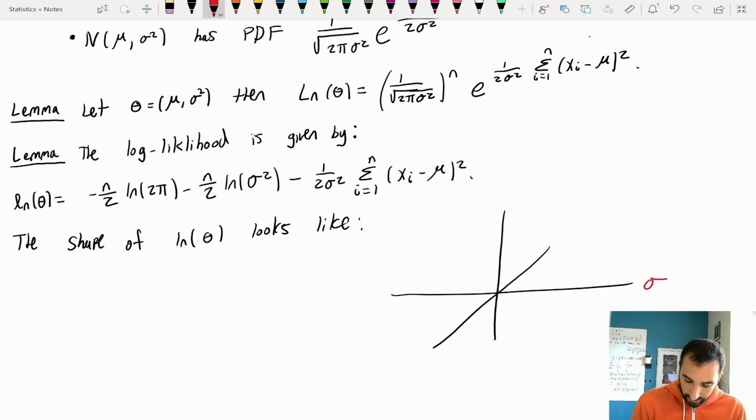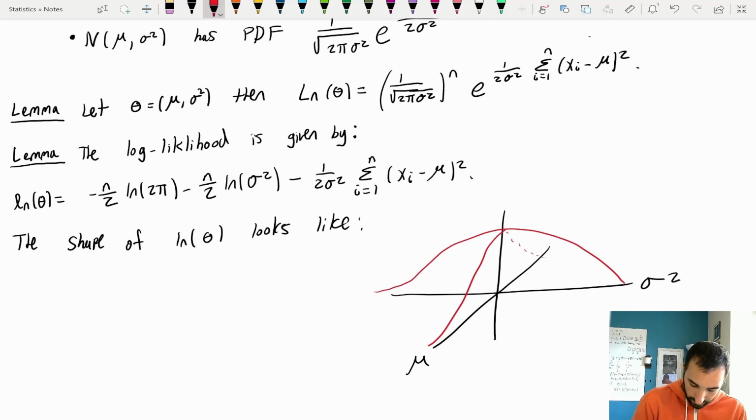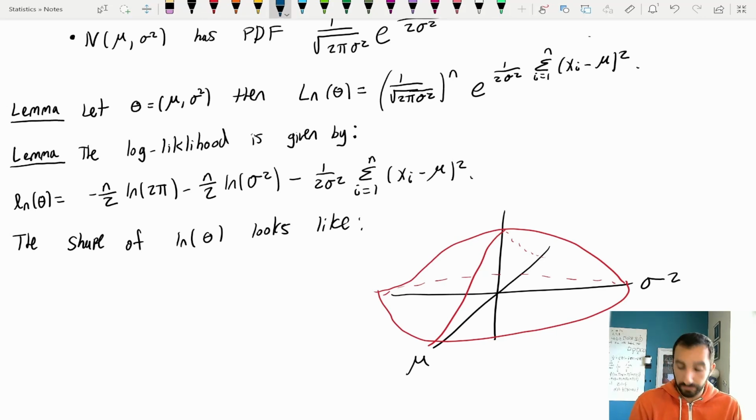So just as an example, let's say that's the variance sigma squared, and here's the mean, and what we'll have is some rising curve like this, and we'll get some shape like this here. I'm not claiming it looks exactly like this, but this should illustrate the point of what we're going to be doing here.